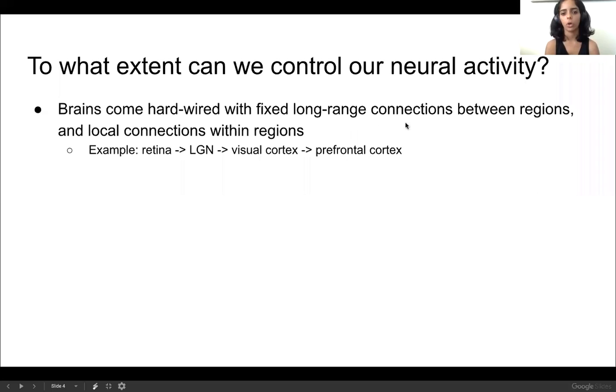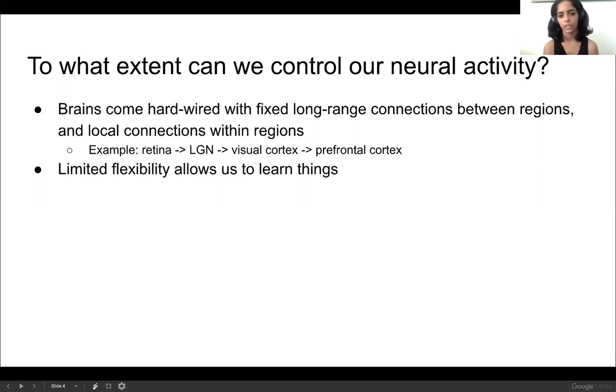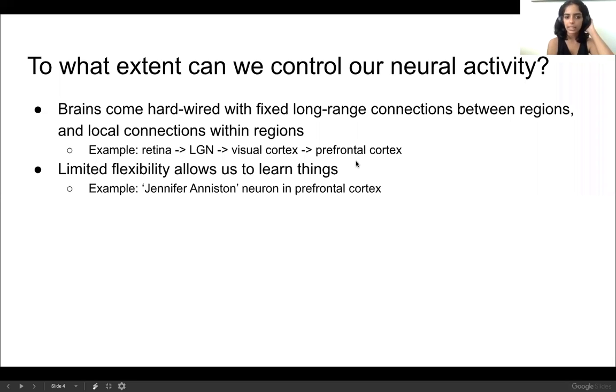And these are what we call long-range connections between regions, but then there are also local connections within regions. So within your retina, there are some connections between the neurons which are also hardwired. So they can't change over your lifetime. But then you have some limited flexibility over your lifetime, which allows you to learn things. And for example, within this circuit, what can happen is over time, you can develop something like a Jennifer Aniston neuron. So if you guys know about this, this is a very famous experiment that was done in humans who were getting surgery for epilepsy.